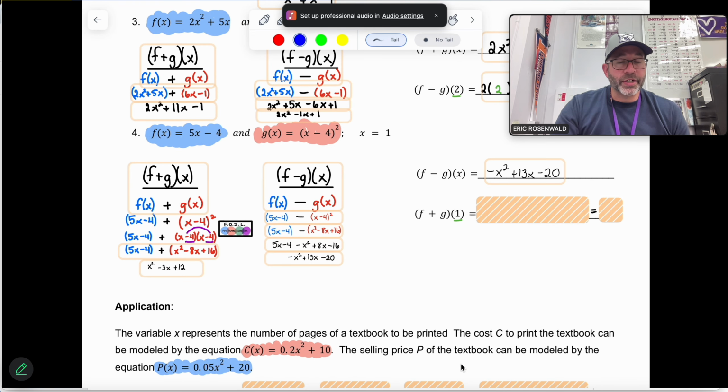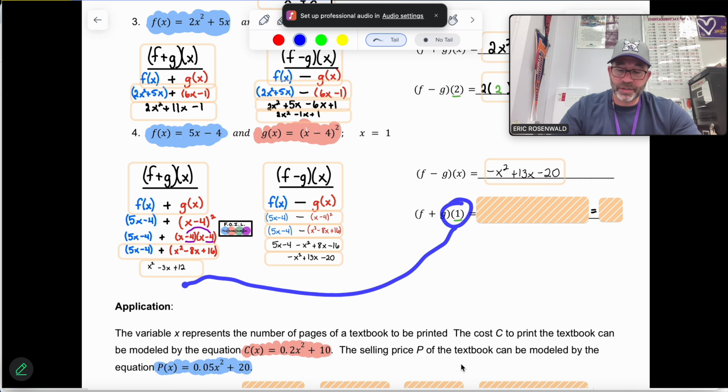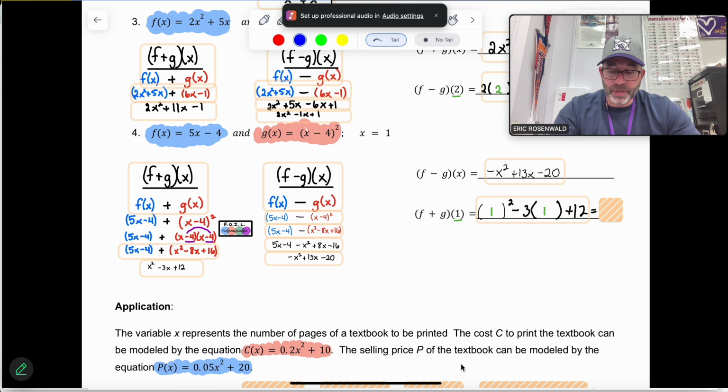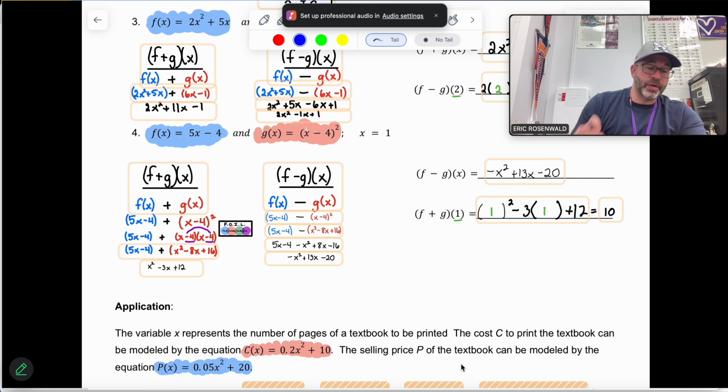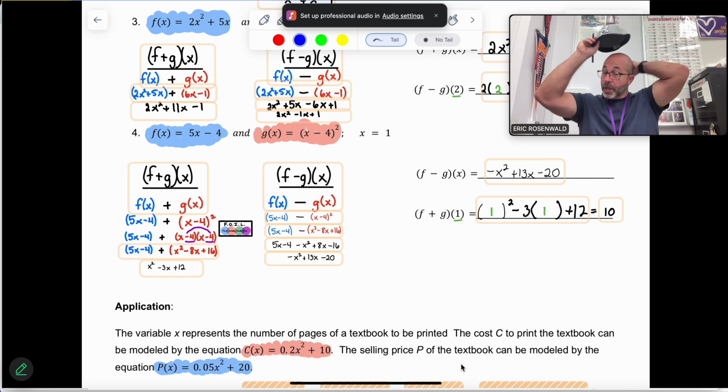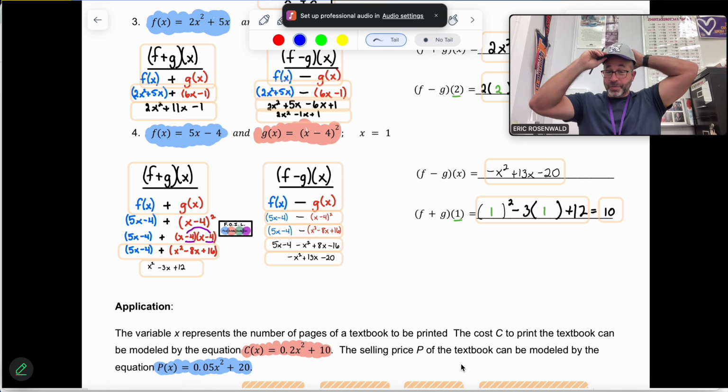The second question here asks for f plus g of 1. So when we have f plus g of 1, we're going to take that 1 and plug it into our first equation. So this 1 right here is going to get plugged in right here in place of my x's. So we have 1 squared minus 3 times 1 plus 12, and we end up with a 10. Okay? So that's all the addition and subtraction problems.